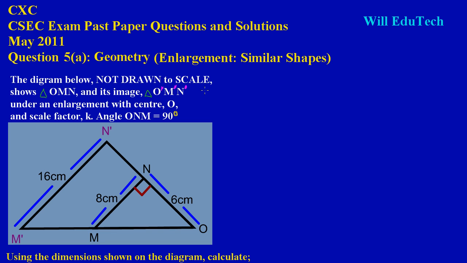Now, it states, the diagram below, not drawn to scale, shows triangle OMN and its image, triangle O prime, M prime, N prime under an enlargement with center O, meaning both triangles share a common center at O. Now they're telling us that the scale factor, which is not given, is K, and angle ONM must be equal to 90 degrees.